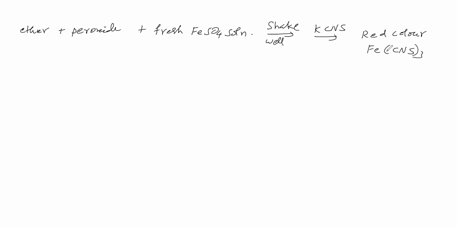Sir, how does this reaction take place? That we will see. Here, this ether contains peroxide, which becomes ether while the ferrous is converted into ferric. This ferric takes CNS minus and becomes Fe(CNS)3.